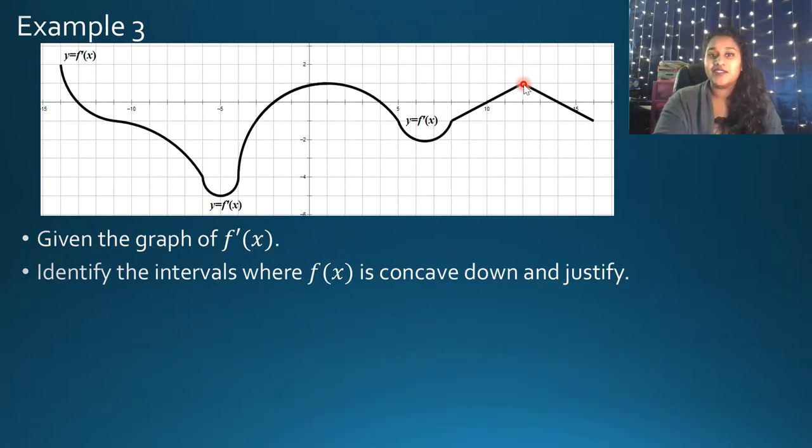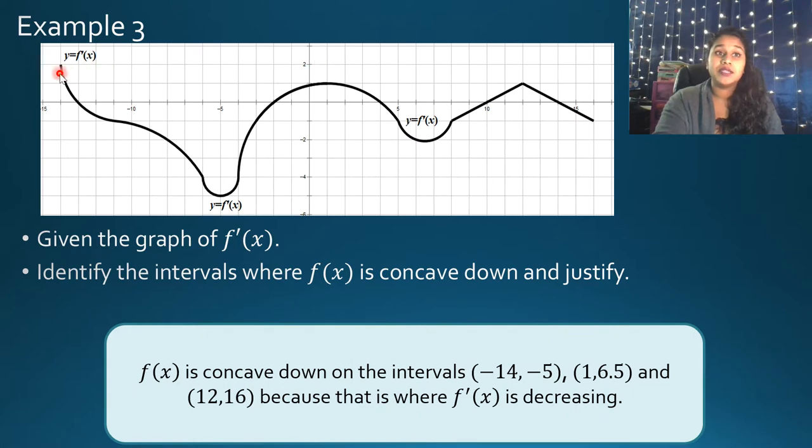Now we're looking for concave down. Same exact thing. Where is it decreasing? Well, my first interval is from negative 14 until negative 5. We knew that because we already did the opposite. Then we're increasing. So my second interval starts from 1 and goes all the way to 6.5. Then we're increasing. So my third interval starts from 12 and goes all the way until 16.